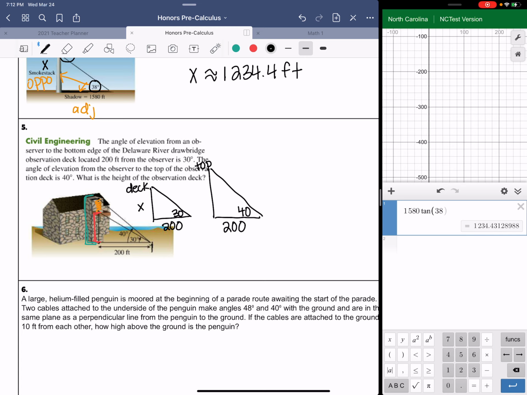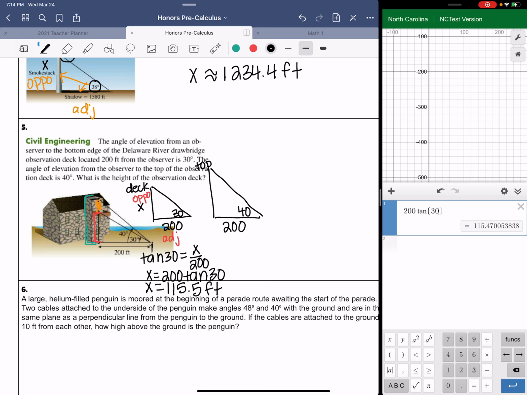So I'm going to start with the 30 degrees. I have an opposite here, and I have an adjacent, so again, we're going to be using tangent. So I have the tangent of 30 equals x over 200. Cross multiply, then I have 200 times the tangent of 30. So the first one's going to be 115.5 feet. So the distance to the actual deck itself is 115.5 feet.